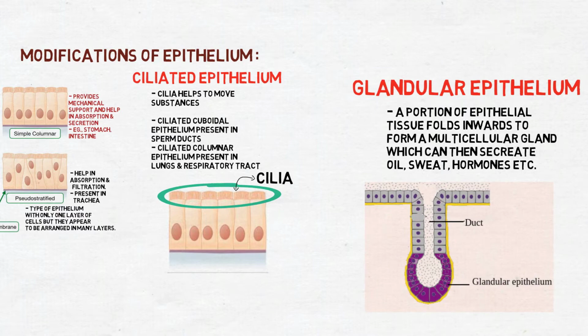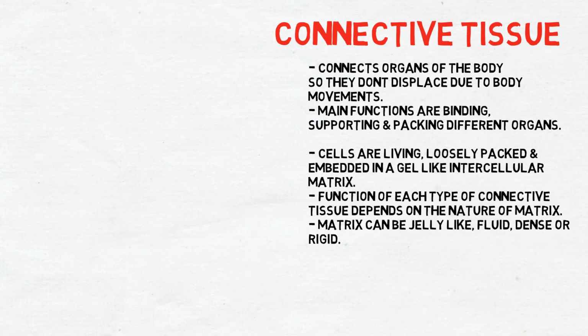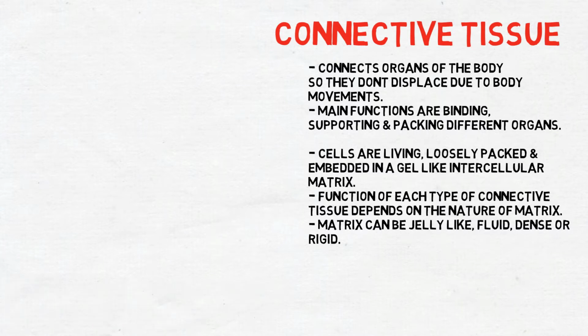Next type of animal tissue is the connective tissue, which you can guess by the name that it connects various organs by packing them around so that organs don't move around too much. So the main functions of the connective tissue are binding, supporting, and packing different organs of the body. Cells of connective tissue are living, loosely packed and embedded in a gel-like intercellular matrix.